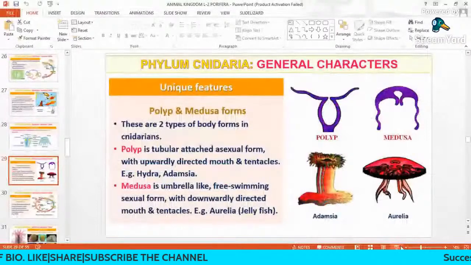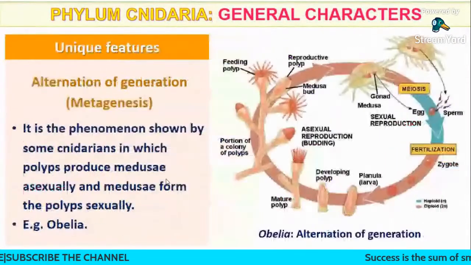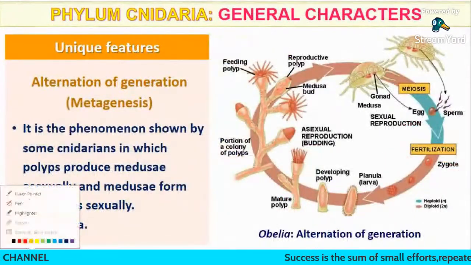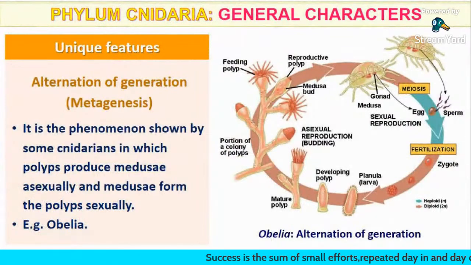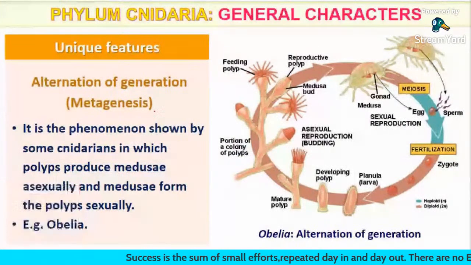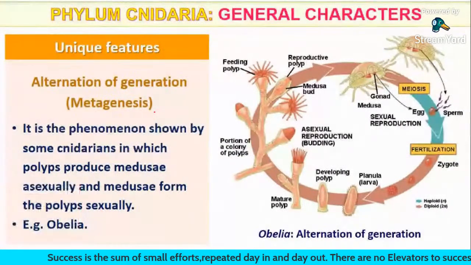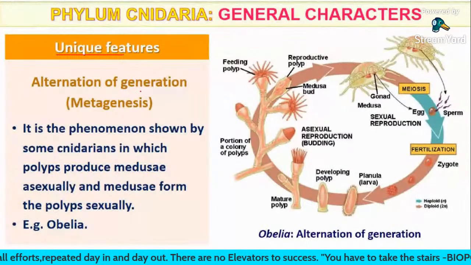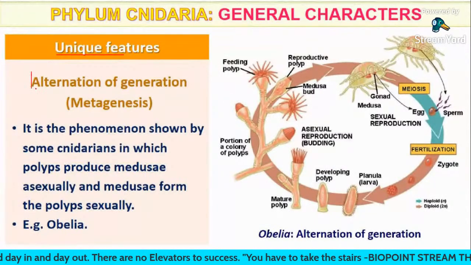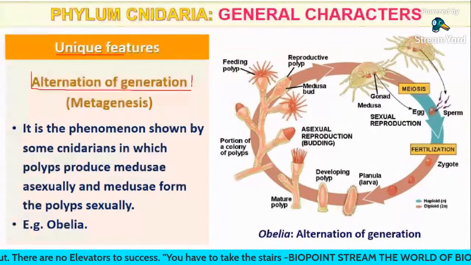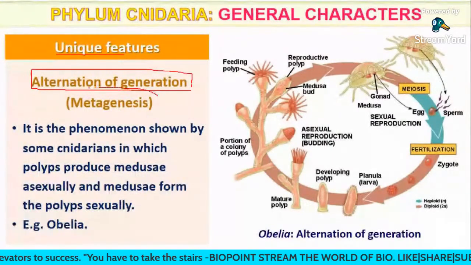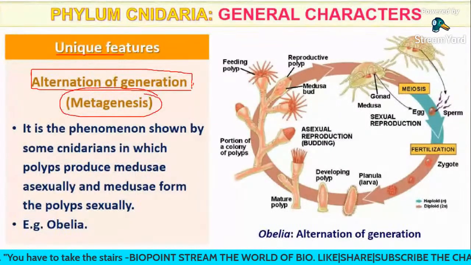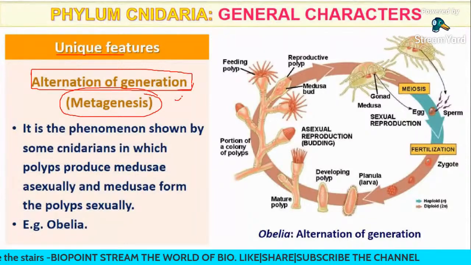So that is all about the polyp and medusa. Next, since they have the capacity to reproduce asexually and sexually, there is a particular unique feature for phylum Cnidaria, that is alternation of generation. That process of alternation of generation is known as metagenesis.